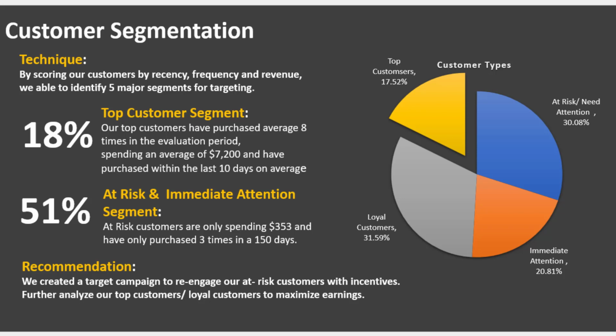Then we are looking at an at-risk and an immediate attention segment. And what I did is I combined these two together, at risk and immediate attention, which, as you see, is the lion's share of our data with 51%. And I just combined their metrics and took the average. So on average, they're spending $353 and have only purchased 3 times in our evaluation period and have a recency of 150 days.